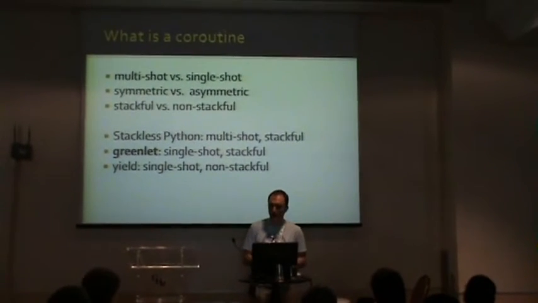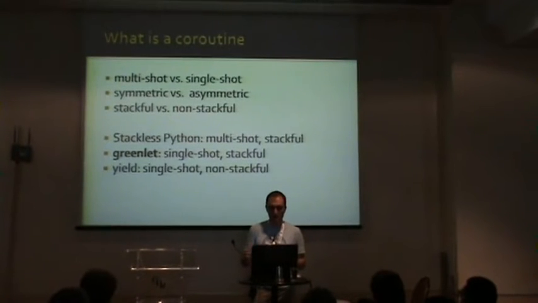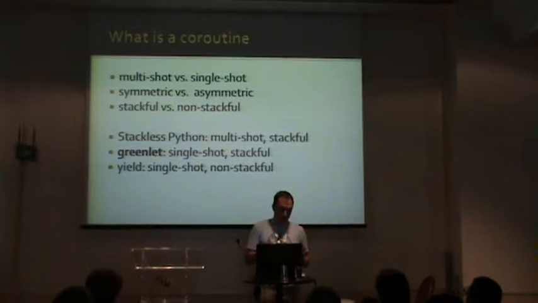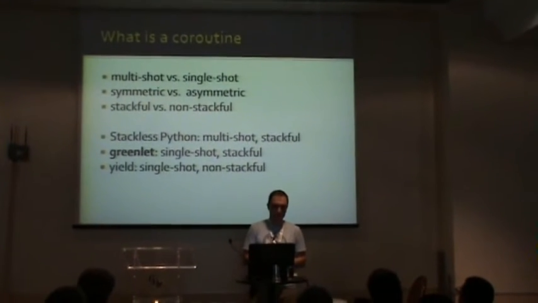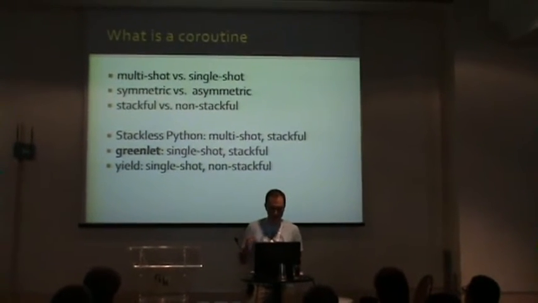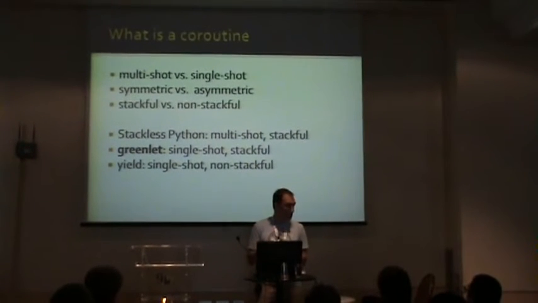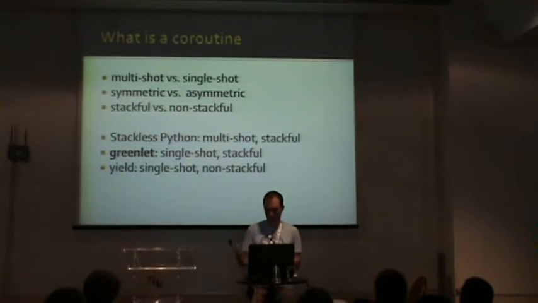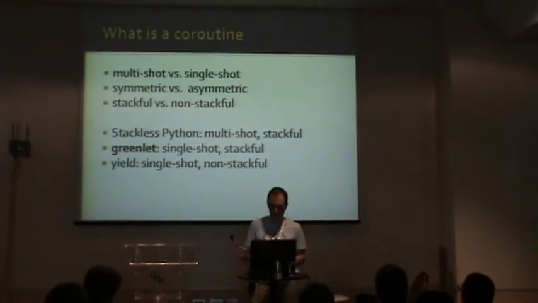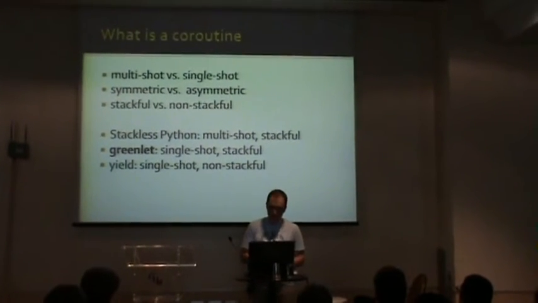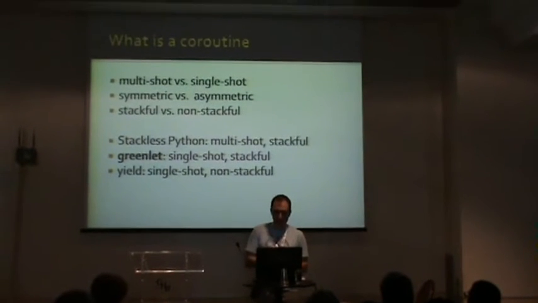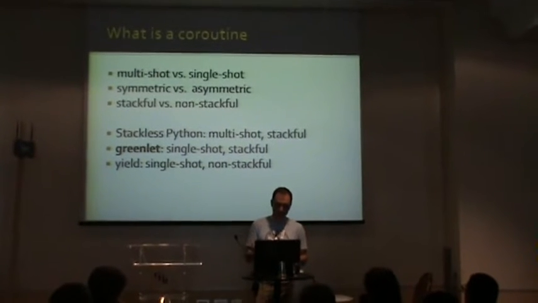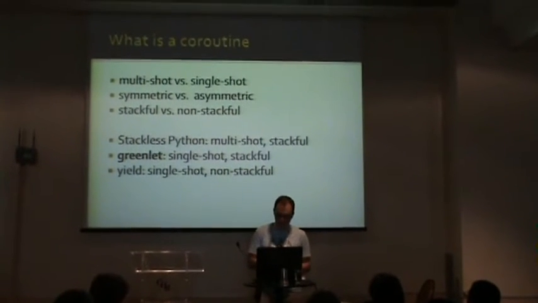Symmetric coroutines are the kind that always yield control to the parent. Python generators are an example of symmetric coroutines. With asymmetric coroutines, you specify which coroutine you want to switch to. Greenlet, for example, is an asymmetric coroutine. You always say, I want to switch to this greenlet. This difference is actually not important, they are equivalent in power. If you have one, you can build another.